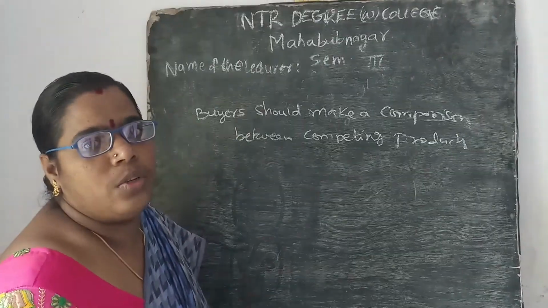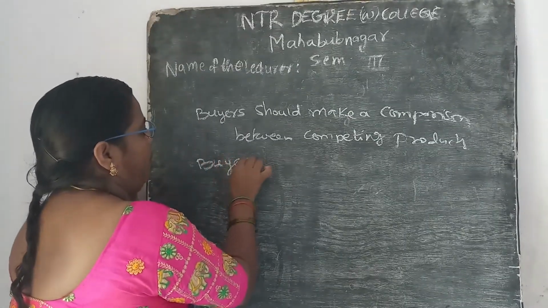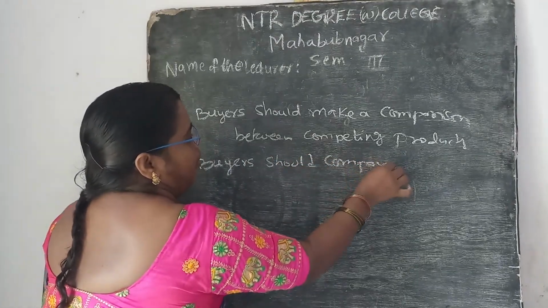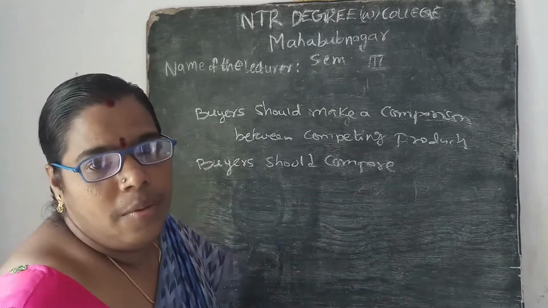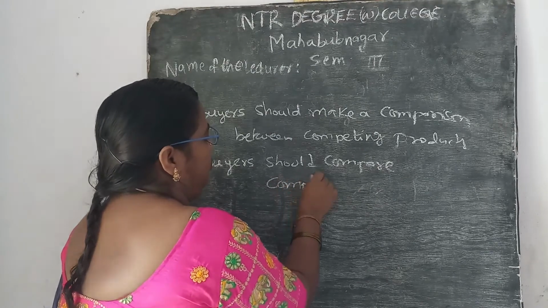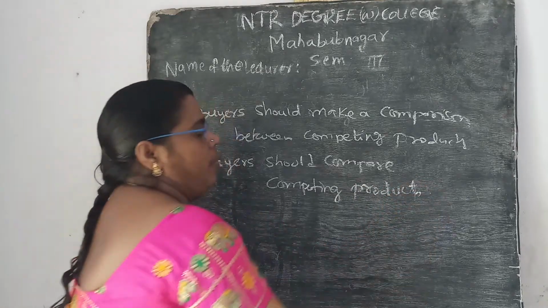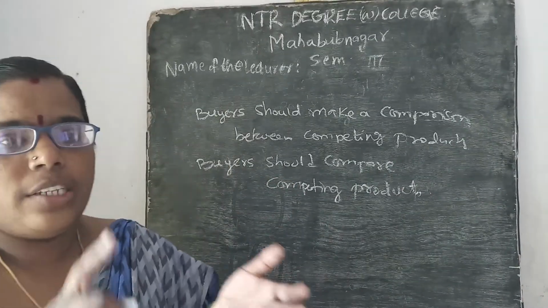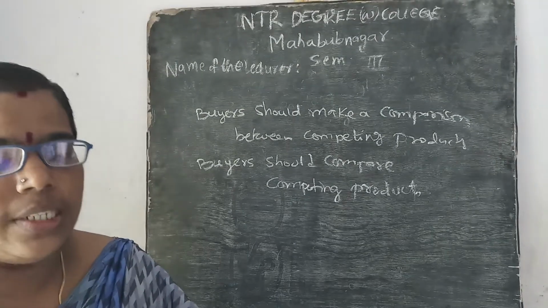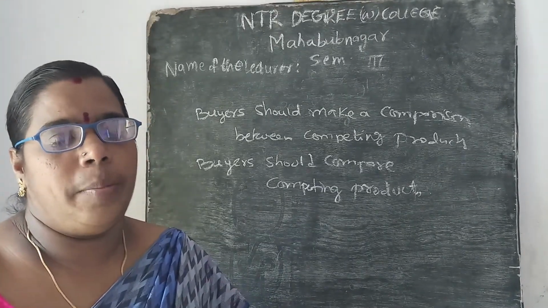So for this you can also say: buyers should compare the competing products. Buyers should make a comparison between competing products, and you can also just take: buyers compare. They should compare competing products.